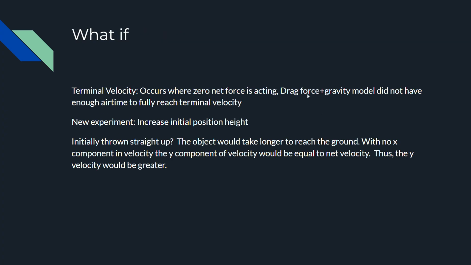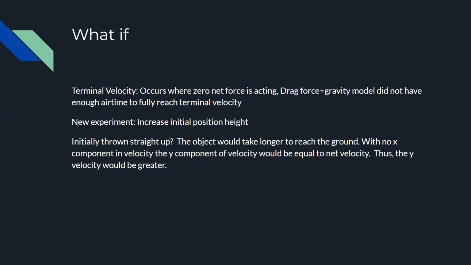And finally, some questions. Terminal velocity basically occurs where net force is equal to 0. In the drag force and gravity model, it didn't reach enough time to fully reach terminal velocity, where the drag force would be equal to the gravity force. So if I was creating a new experiment, I would increase the initial position height so there'd be more time for these forces to equal out and for true terminal velocity to actually be recorded.